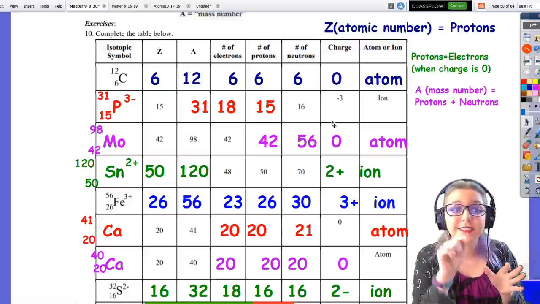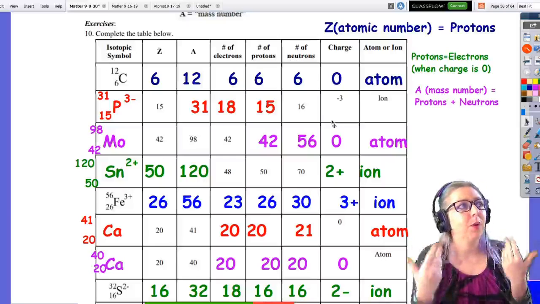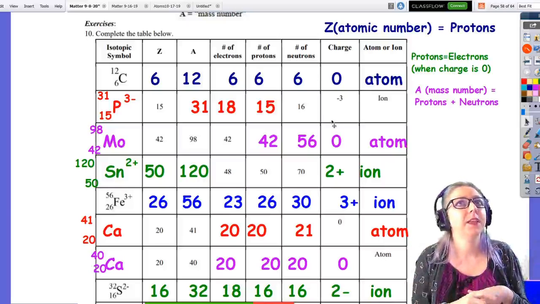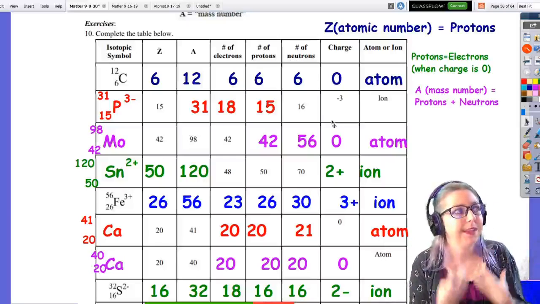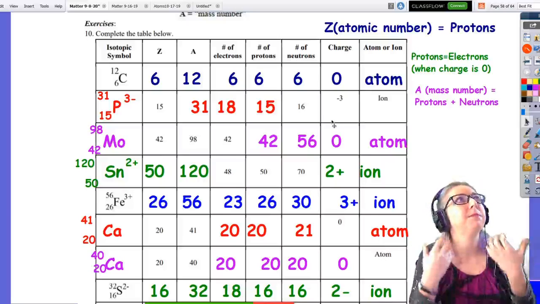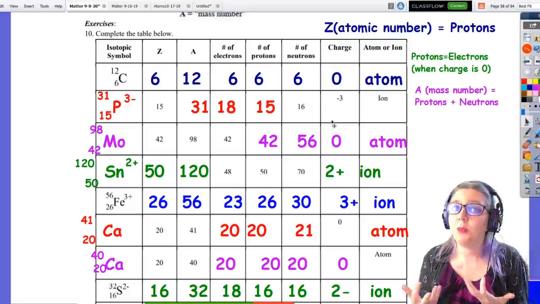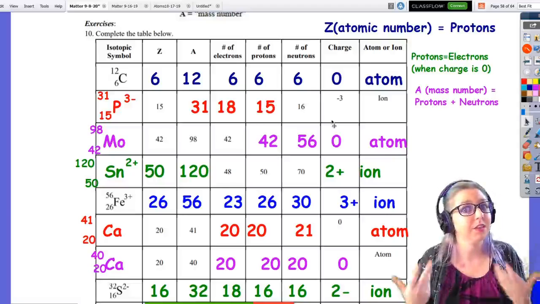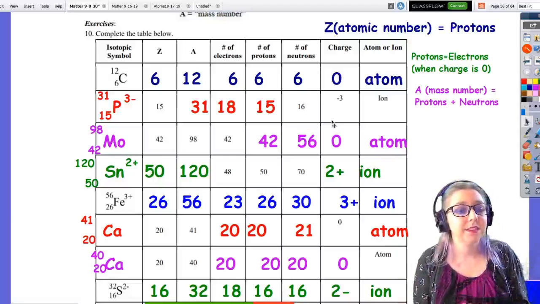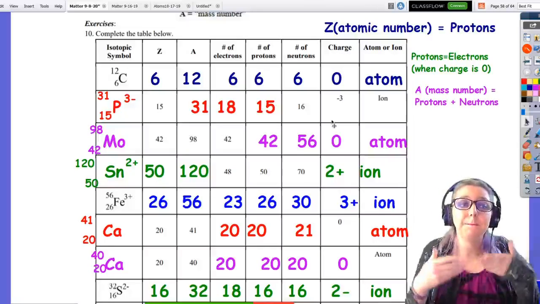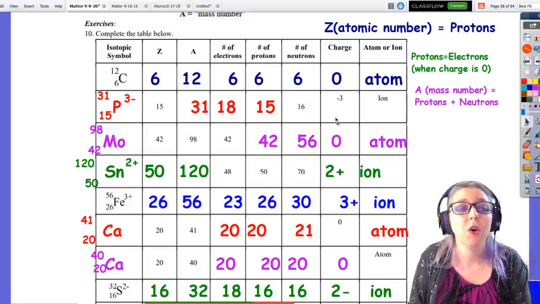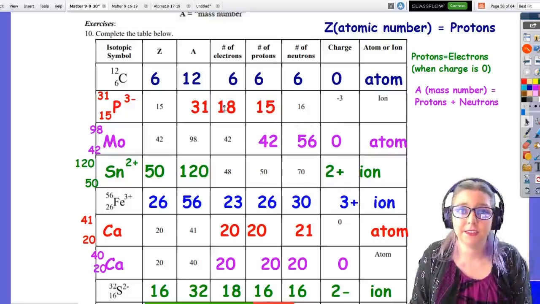Well, my charge is negative. So think about homework. If I'm feeling upset about my homework, if it's negative, that means I have more homework. So if I have more homework, I have more electrons. Electrons are like homework. So since it's a negative charge, that means I have 3 more electrons. So my total number of electrons is 18.